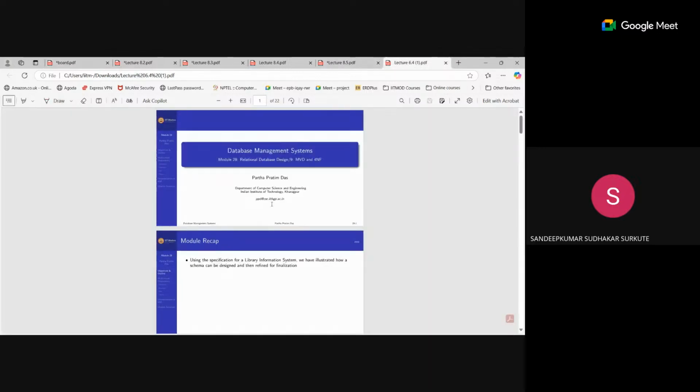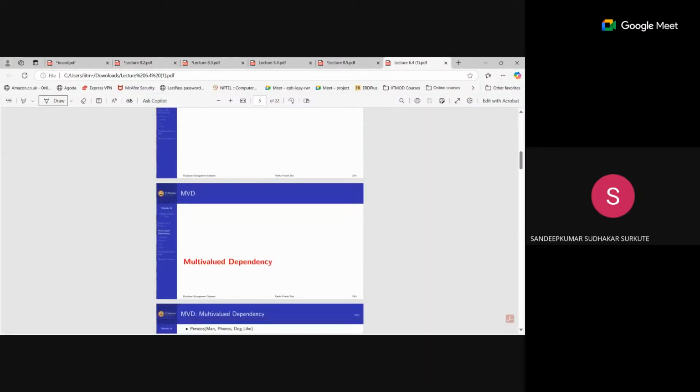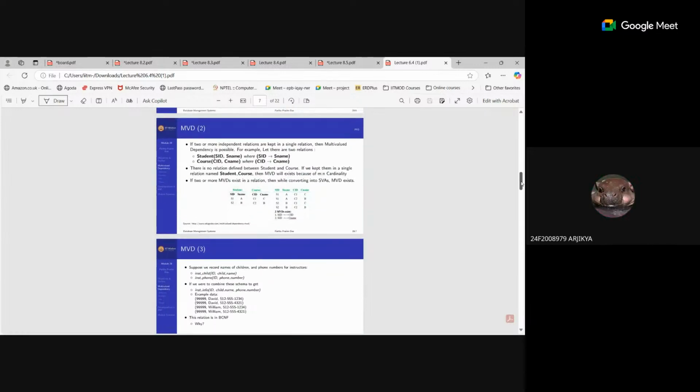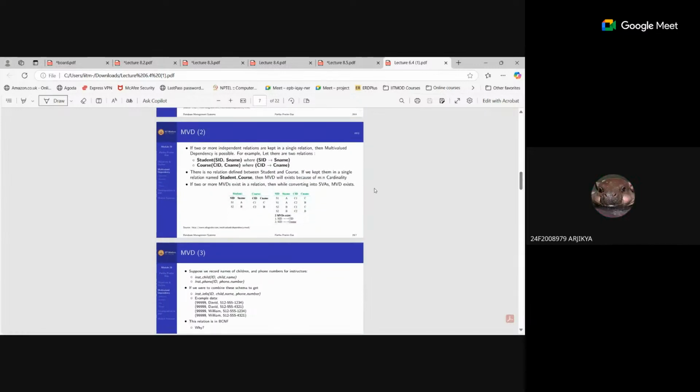No, it's no more a key. Let me check. Sir, we had already discussed that in the previous lecture. In this case, we take all the attributes to be the key. And this is the unique one.